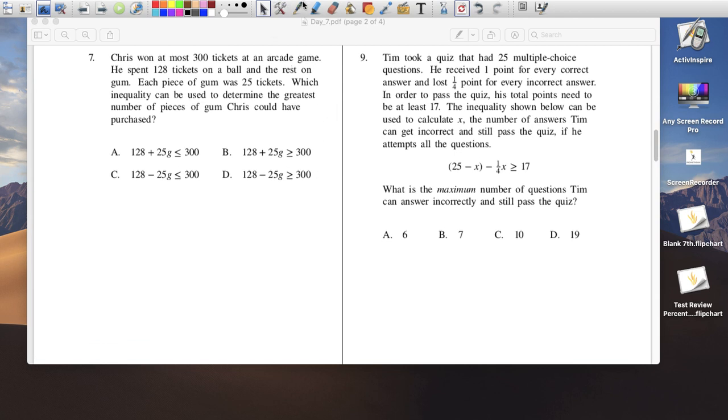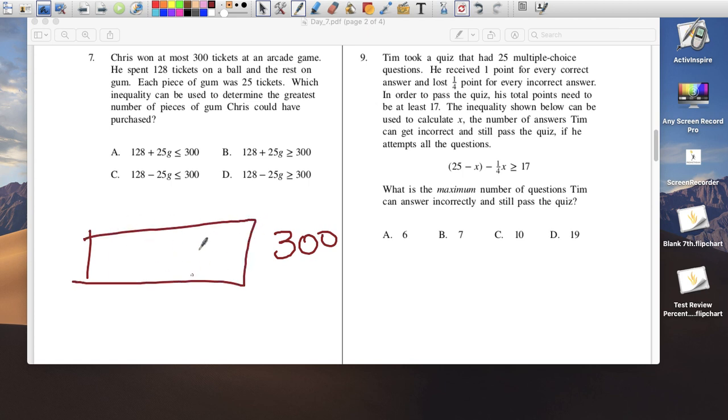Chris won at most 300 tickets, so the top number of tickets he won was 300. He spent 128 tickets on a ball and the rest on gum. Each gum was 25 tickets. Which inequality can be used to determine the greatest number of pieces of gum? So he had 300 tickets, and he spent the tickets buying these items. So what do we know? So he spent 128 tickets. So this was the ball, right? So now plus this many tickets that he spent on gum will be less than 300 at most. So this has to be less than 300.